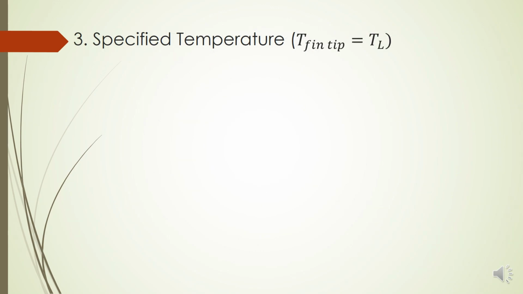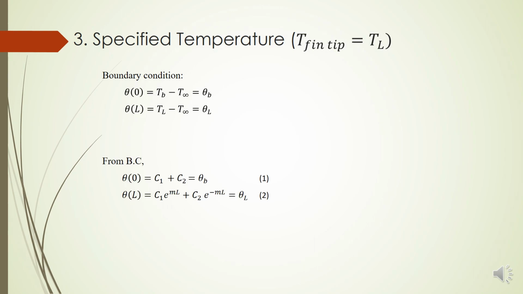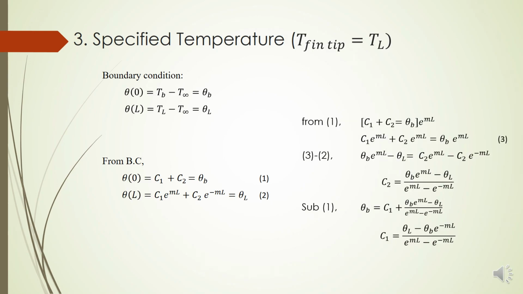For the specified temperature, its boundary condition is theta 0 equal to Tb minus T infinity equal to theta B, and the second boundary condition is theta L equal to TL minus T infinity. From the boundary conditions, we will get the first equation and the second equation. From the first equation, we need to multiply the whole equation by exponential ml in order to get equation 3. Then we do the simultaneous equation by using equation 3 minus equation 2 in order to find C2. And we substitute C2 into equation 1 to get C1.